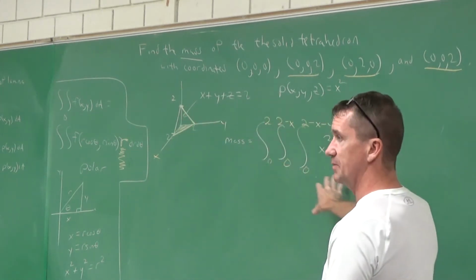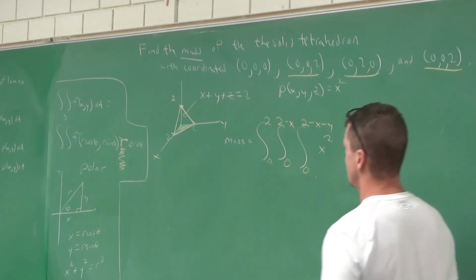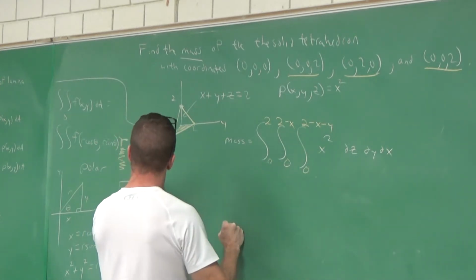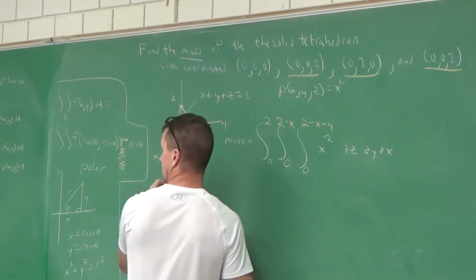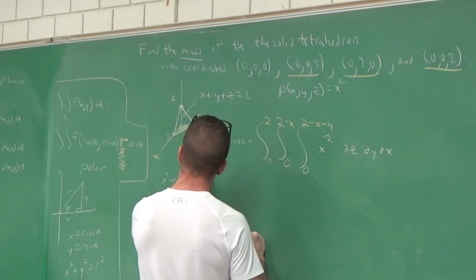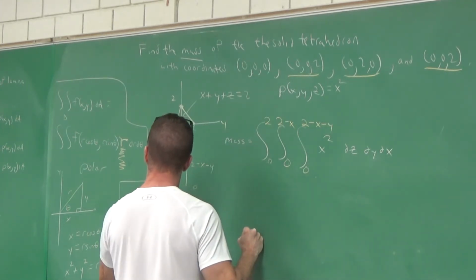I might run out of room here, because it's a triple integral, so I'll start over here. What's the integral of x squared with respect to z? Cool, x squared z. What are you going to plug into it? 2 minus x minus y and a 0? Hey, we got it down to a double integral.